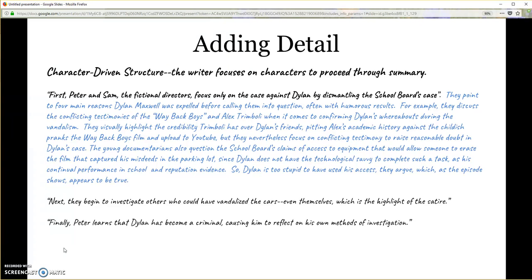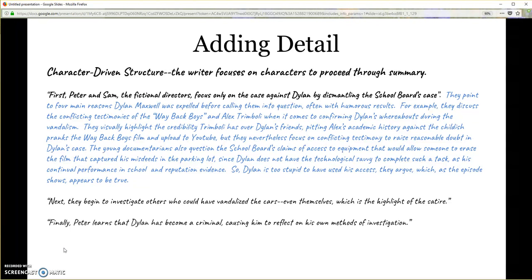The young documentarians also question the school board's claims of access to equipment that would allow someone to erase the film that captured his misdeeds in the parking lot, since Dylan does not have the technological savvy to complete such a task, as his continual performance in school and his reputation evidence.